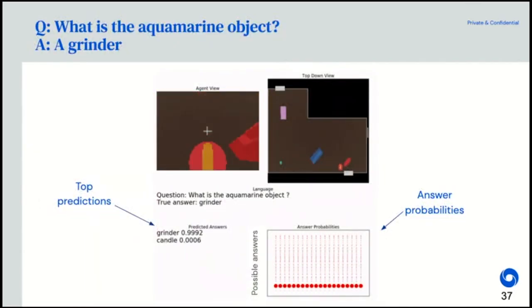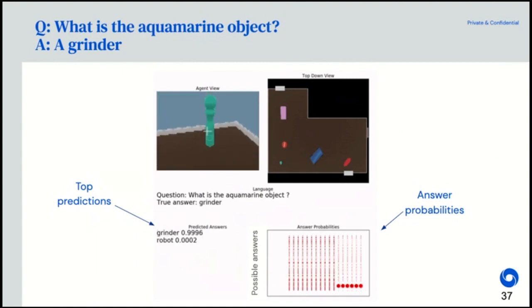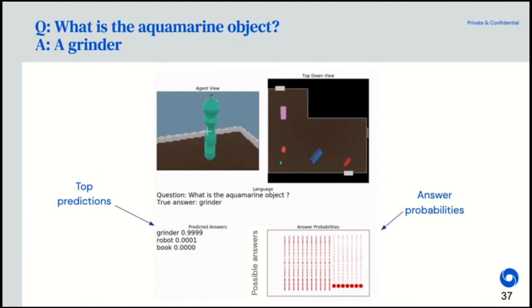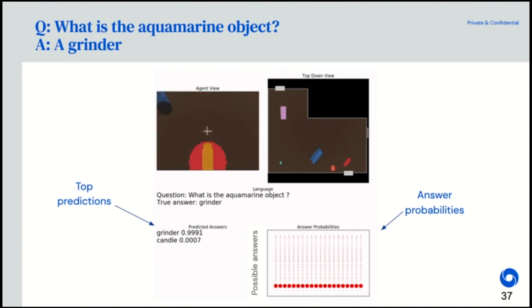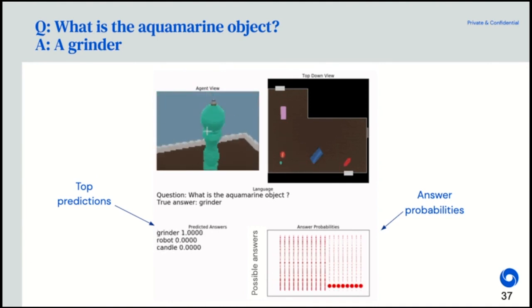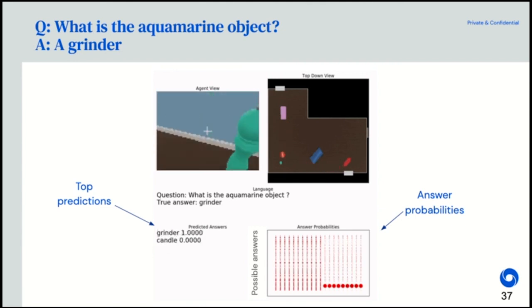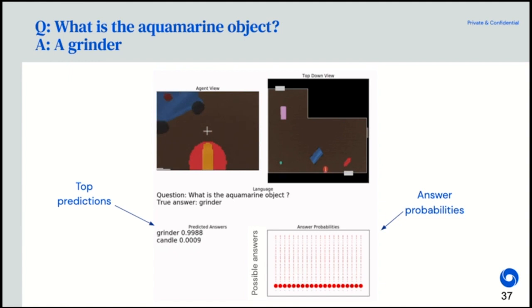So here's a video of the agent with the SimCore and the output of the question answering decoder conditioned on its memory state. You can see that in this episode, it's asked a question: what is the aquamarine object? The correct answer is grinder, as in a salt and pepper grinder. And as the episode goes on and the agent explores its environment, the question answering decoder's confidence in the correct answer actually grows.